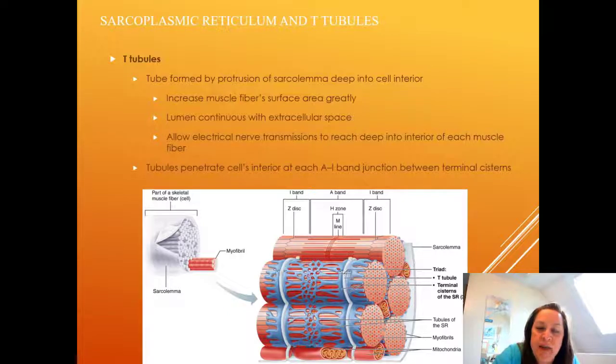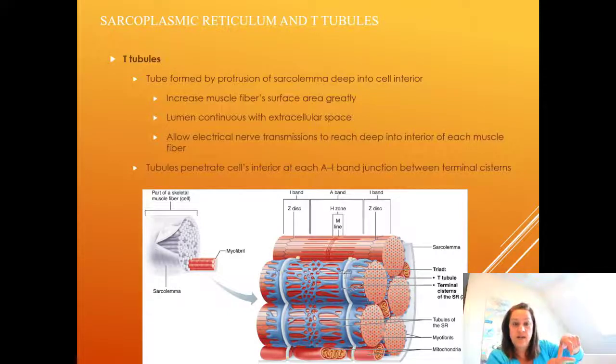It says a tube formed by the protrusion of sarcolemma deep into the cell's interior. So we have this entire cell surface, but we want all of the myofibrils to be in sync and contract together. If I'm going to flood a surface with calcium and I just flood it out here, only the myofibrils right inside the plasma membrane are going to be affected. So what we want to do is extend that sarcolemma into the middle ones so that everybody can get calcium at the same time. So that's what that white does. It extends from the sarcolemma and deep into all of these smaller myofibrils.